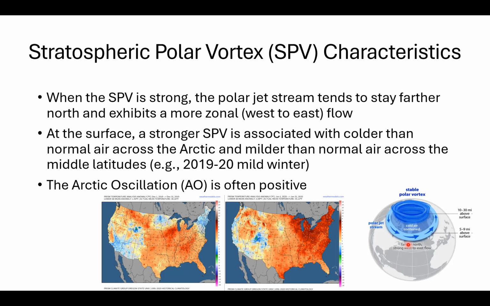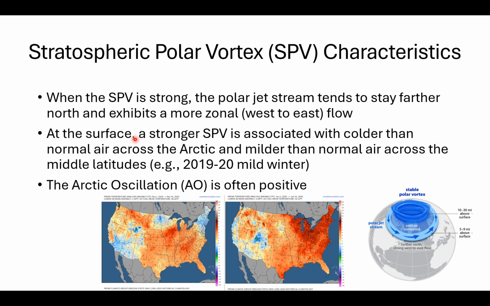Now let's talk about the characteristics of the stratospheric polar vortex. So when the SPV is strong, the polar jet stream tends to stay farther to the north, and it's going to exhibit a more zonal west to east flow. So when I say zonal, I'm talking about the jet stream primarily blowing west to east. Okay, so we have a strong SPV. That polar jet tends to stay further north and exhibits a more zonal west to east flow.